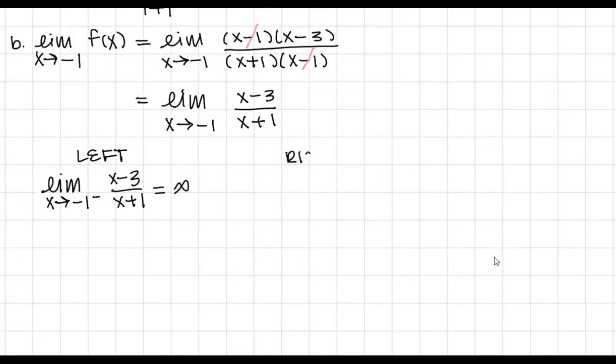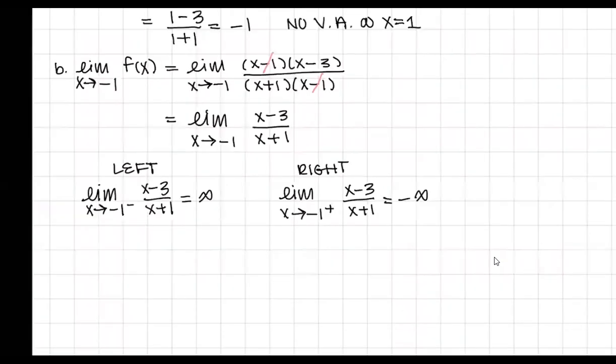And on the right, we get the limit as x approaches -1 from the right of x minus 3 over x plus 1. Well, our numerator again approaches -4, while our denominator is positive and approaches 0, which means we have a negative divided by a positive, we get negative infinity. So because the right-hand side equals negative infinity and the left-hand side equals infinity, each of these imply that the line x equals -1 is a vertical asymptote of f.